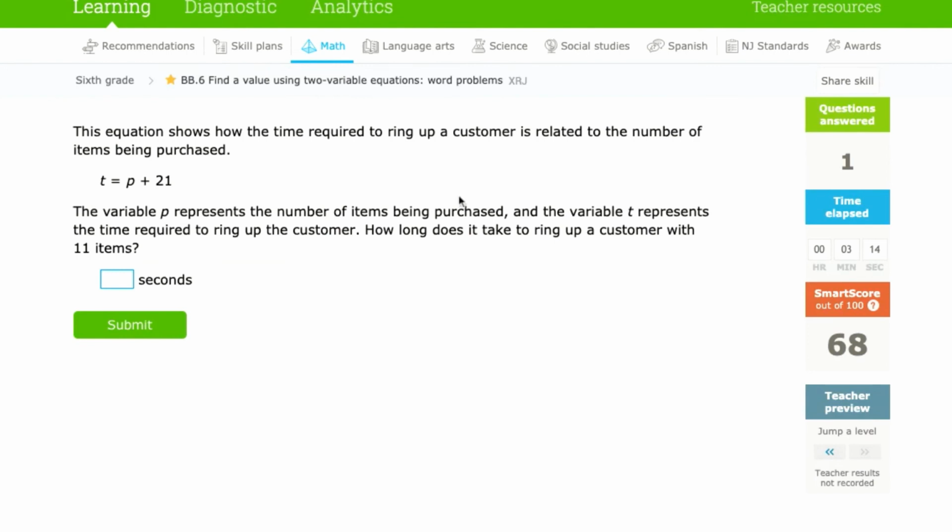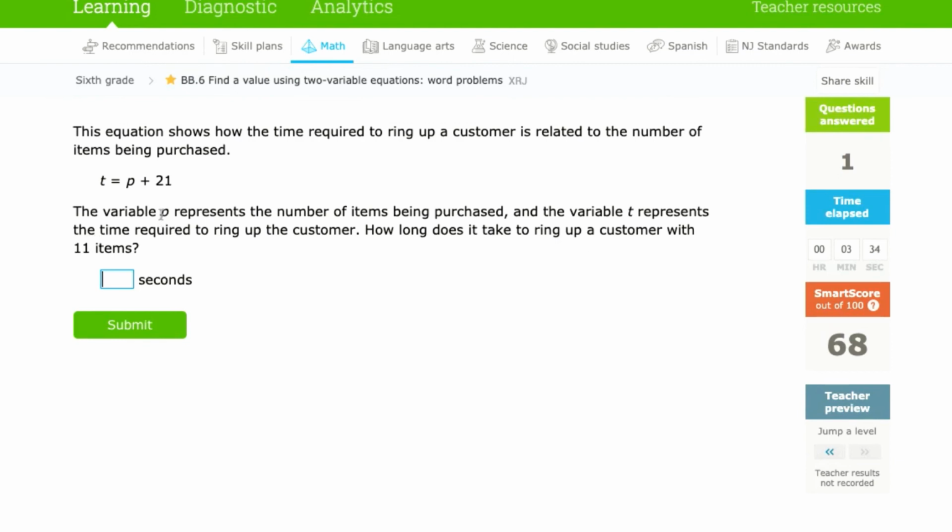Here's another one. This equation shows how the time required to ring up a customer is related to the number of items being purchased. So the variable P represents the number of items being purchased, and the variable T represents the time required to ring up the customer. So how long does it take to ring up a customer with 11 items?